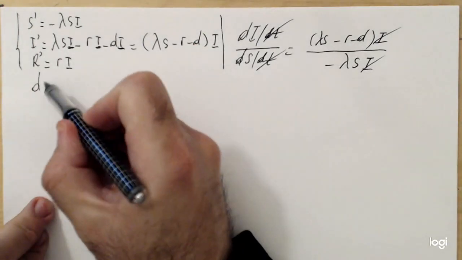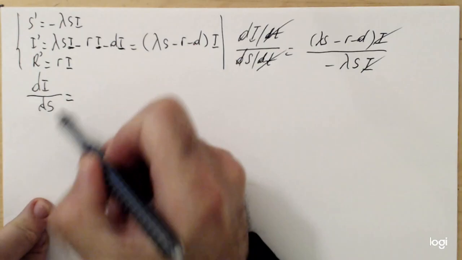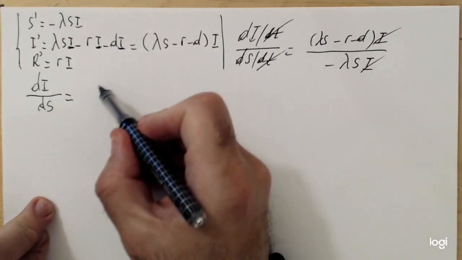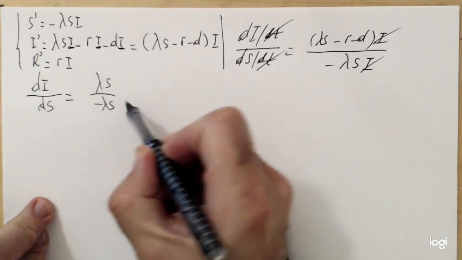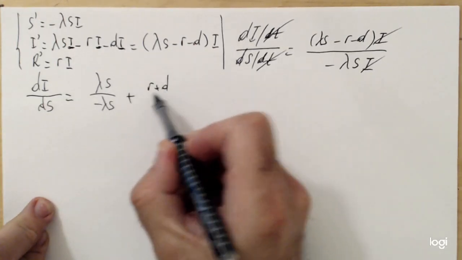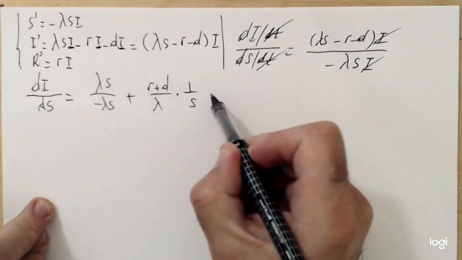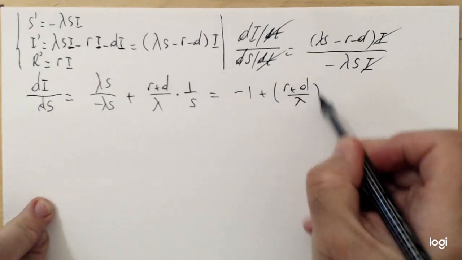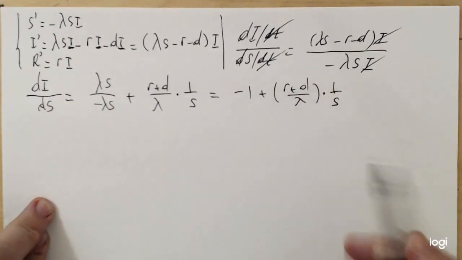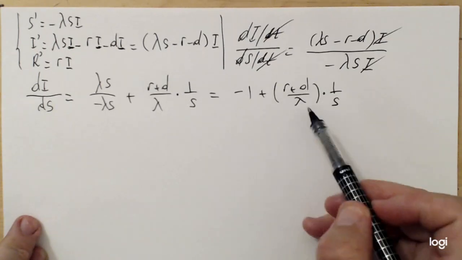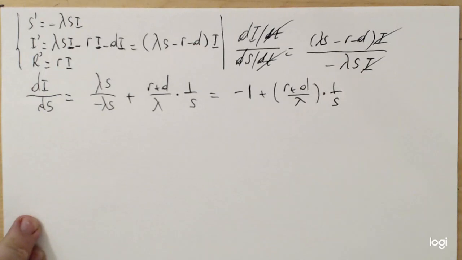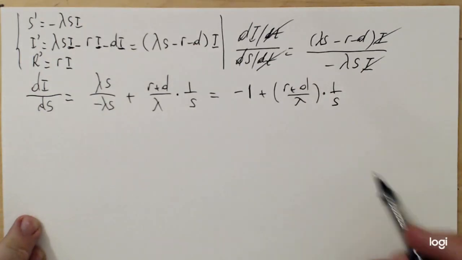So let's clean up the equation a little bit. We can distribute the lambda S. So we have lambda S over minus lambda S, and then plus (r plus d) over lambda, times 1 over S, which is minus 1 plus (r plus d) over lambda times 1 over S. I want you to keep this in mind, because when I run the example, I'm going to play with these values a little bit to make the case that we talked about, whether it makes a difference if you reduce the probability of transmission just a little bit.